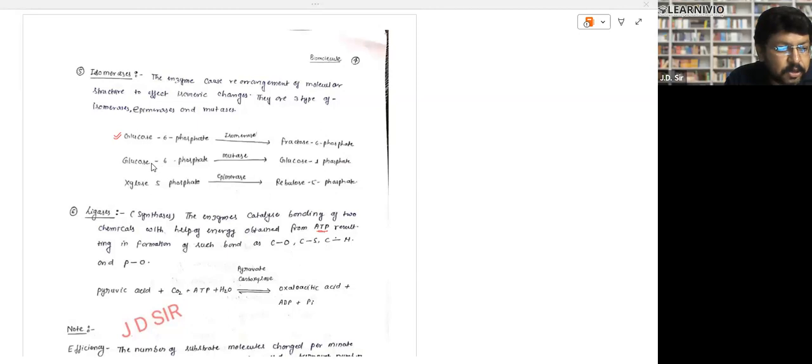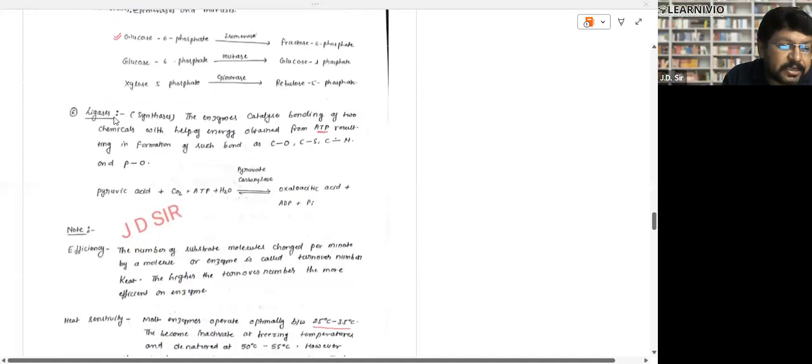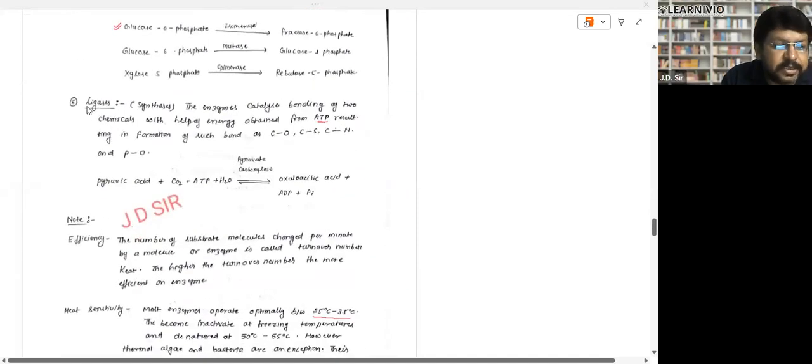Isomerases. Glucose 6-phosphate to glucose 1-phosphate, mutases. So just remember the isomerases. That's it. What is the function? They make the isomers. And you have to remember the first example. Again, look, the fourth one was lyases. The sixth one is ligases.